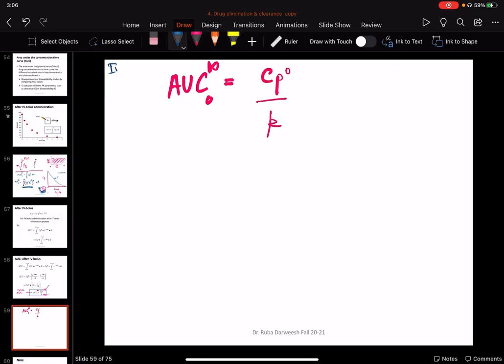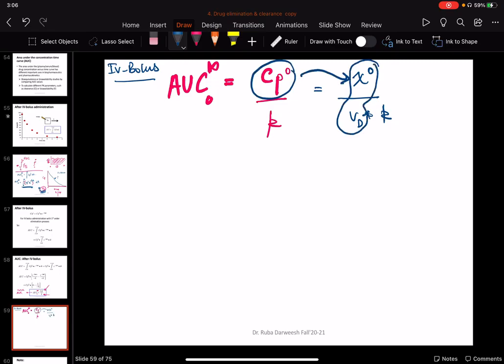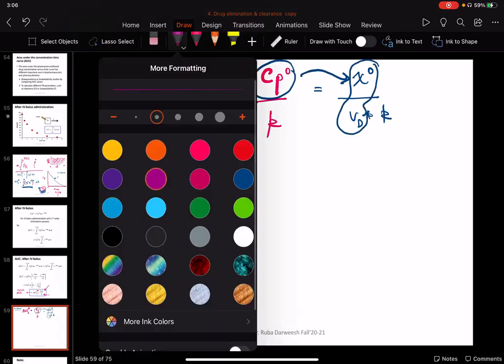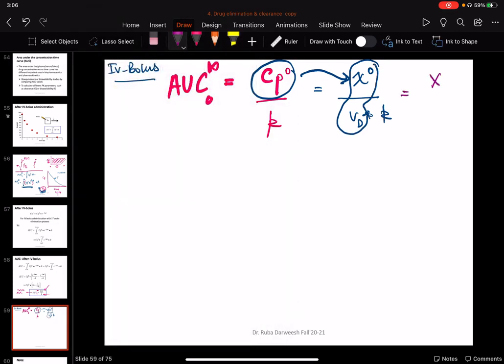And again, we are talking about IV bolus, and we will see what we will have if we are talking about extravascular or oral. This would be equal to the dose over VD multiplied by K, okay? Because this is dose over K, which would be equal to the dose over total clearance, which you already know, that the clearance could be used to measure area under the curve, or area under the curve could be used to estimate the total clearance, okay?